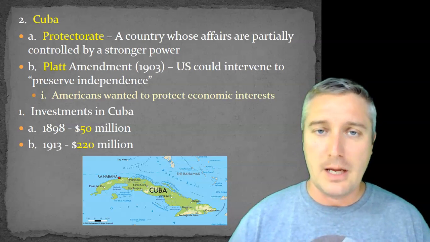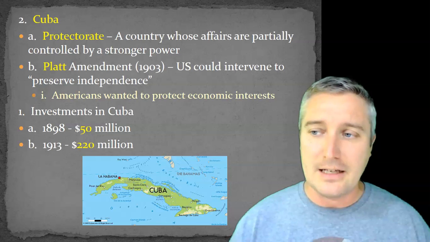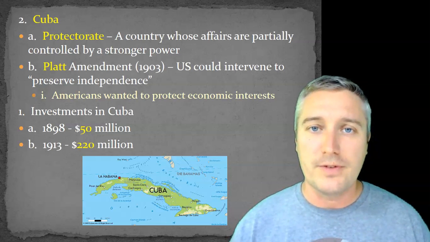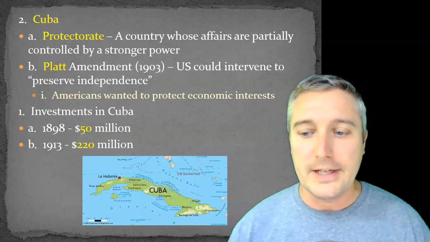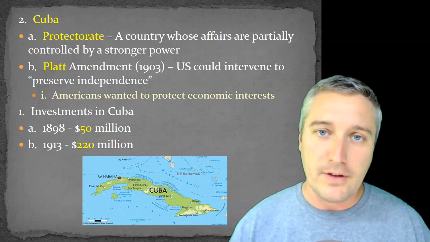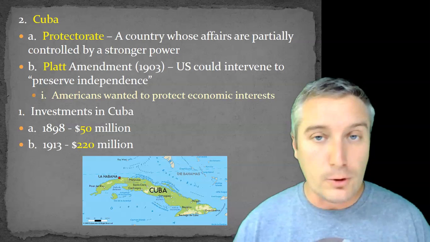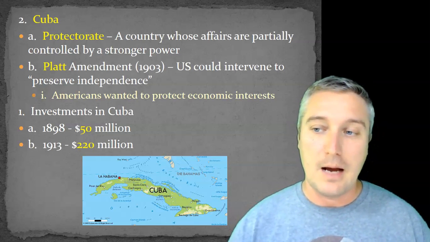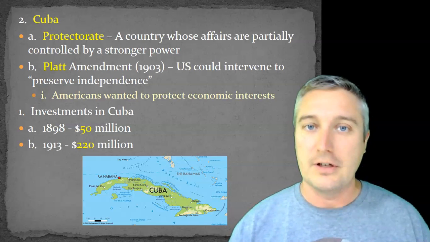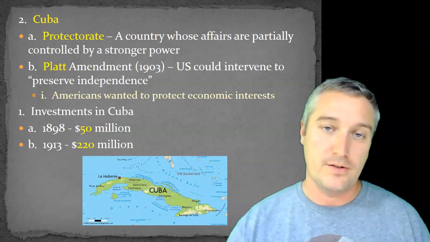In 1903, they passed an amendment called the Platt Amendment, which said that the U.S. could intervene in Cuba's government to, quote, preserve independence. Now, what exactly does that mean? Well, frankly, it's very broad for a reason, right? We wanted the ability to go in there and protect economic interests whenever necessary and use military force if necessary.